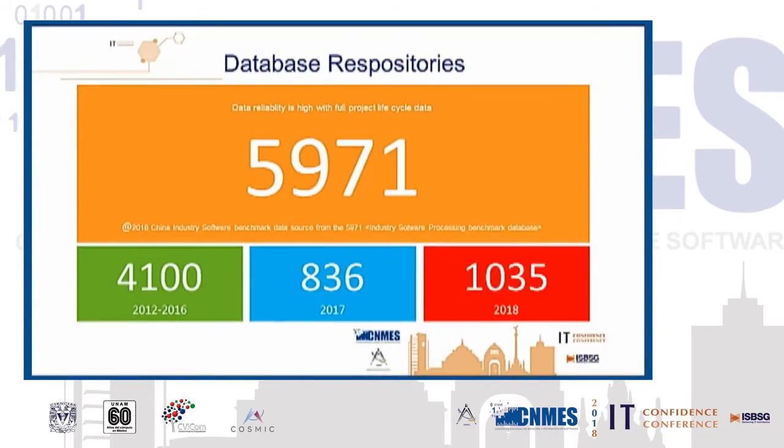In this repository, we have 5,971 projects, and this data has high reliability and covers the full project lifecycle. This year, we have 1,035 new projects. Last year, we imported 836. We have the same kind of selection as the ISBSG. All this data is from after 2012.